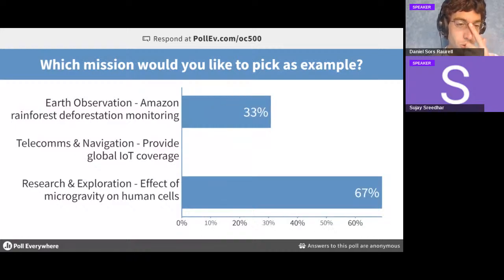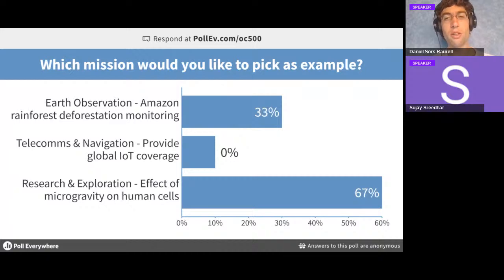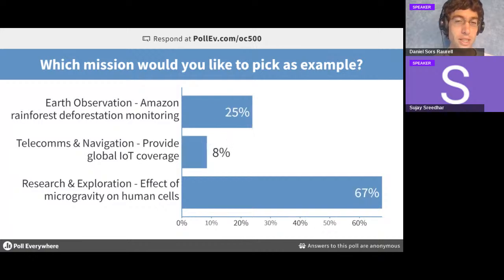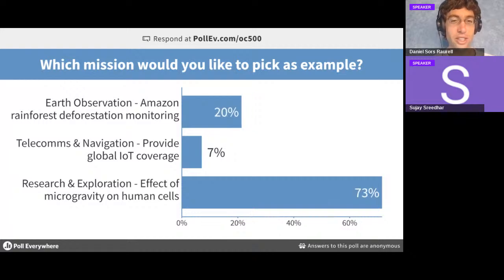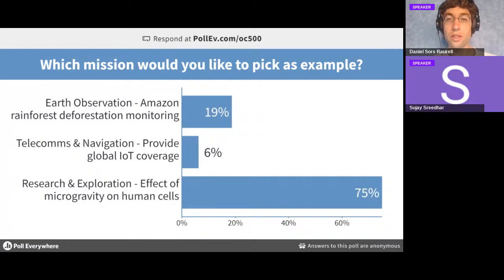So I see that some of you want to do research and exploration, to study effects of microgravity on human cells, so do a bit more research along these lines. Some of you want to conduct some Earth observation, Amazon rainforest deforestation monitoring, to monitor the Earth, which is quite relevant nowadays with climate change, by putting cameras or optical systems or some instruments to monitor the Earth. There are some people who haven't made up their mind in communications. That could be to provide global IoT coverage, as an example, monitoring with different nodes on Earth different parameters that could be linked to pollution or to other things.